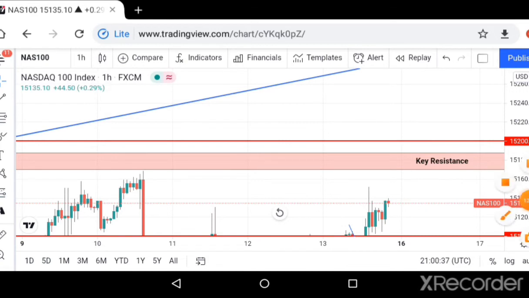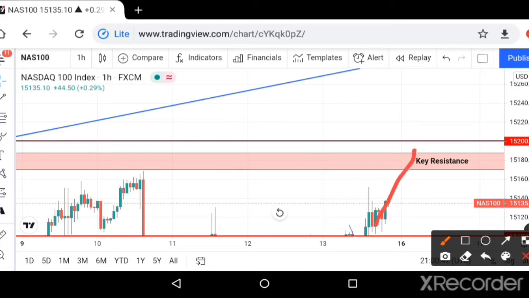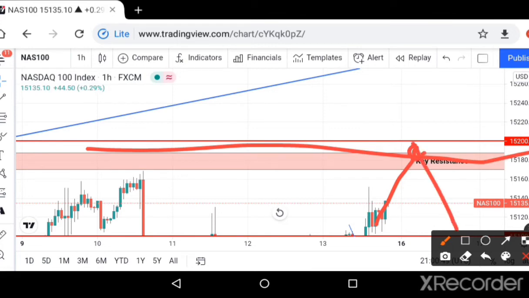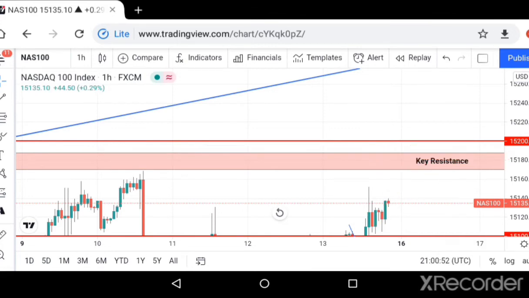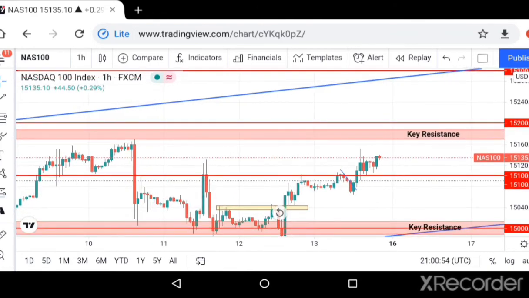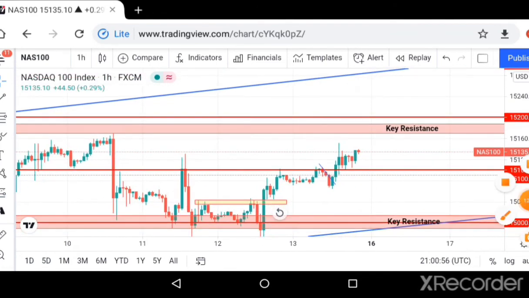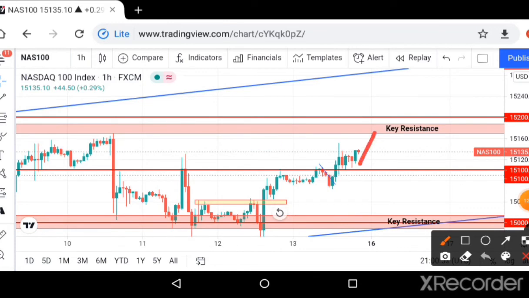Okay, this is our second scenario. Remember, the one I did before was our first scenario. In the second scenario, it might come here and touch this. Remember, this is our highest point. After this, it rejects and shoots further down. Where is it going to shoot down? If it touches here and rejects, it's going to shoot until this key resistance, which meshes perfectly with our trend line. Then from there, maybe we might get a continuation.